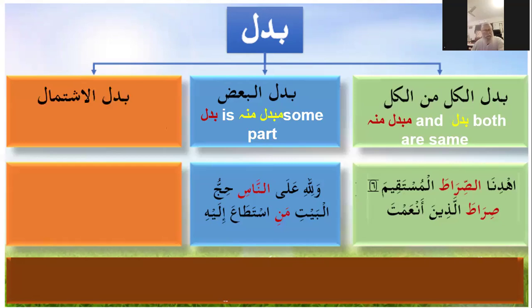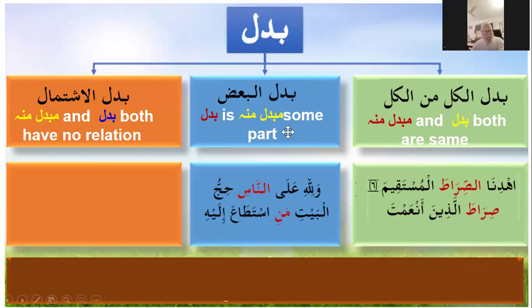Badle ishtimal. Badle ishtimal means the badle minhu and the badal have no such relation. In badle kul, they are actually the same, the badle minhu and badal are the same, just like sarat and as-sarat. In the case of badle baz, the badal is some part of the badle minhu, just like man is a part of an-nas.